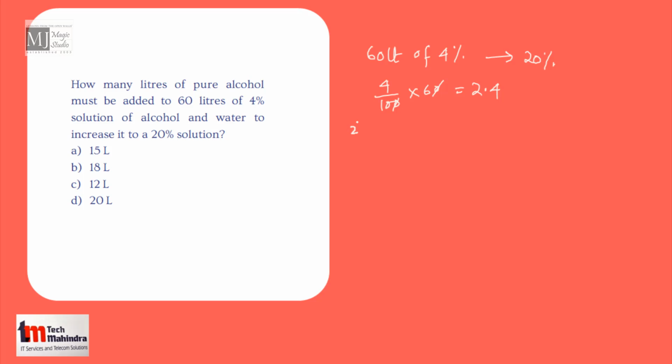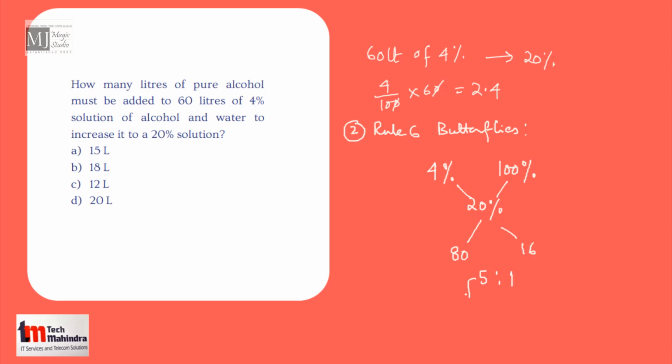Okay, so method number 2 would be using rule 6, butterflies. Now it might look complicated, but it's interesting. What was the percentage of alcohol already there in the solution? 4%. How much is the alcohol added? 100% strength alcohol is added to get how much in the end? 20%. So can we have the ratio for this? This is 80 and this is 16. So the ratio would be 5:1.